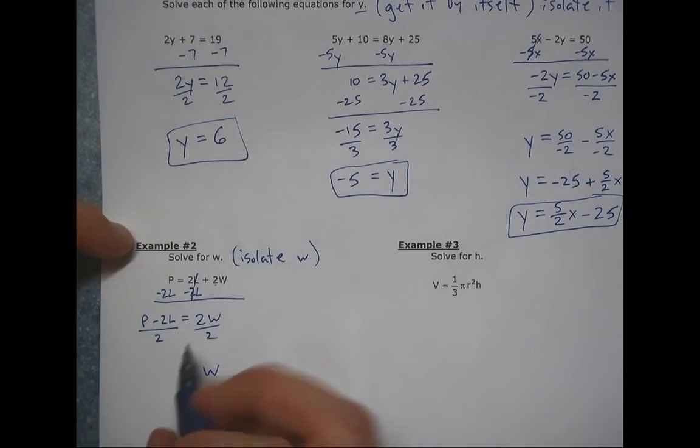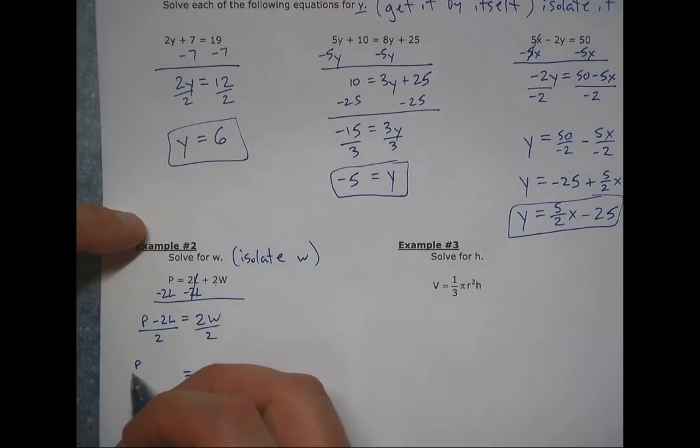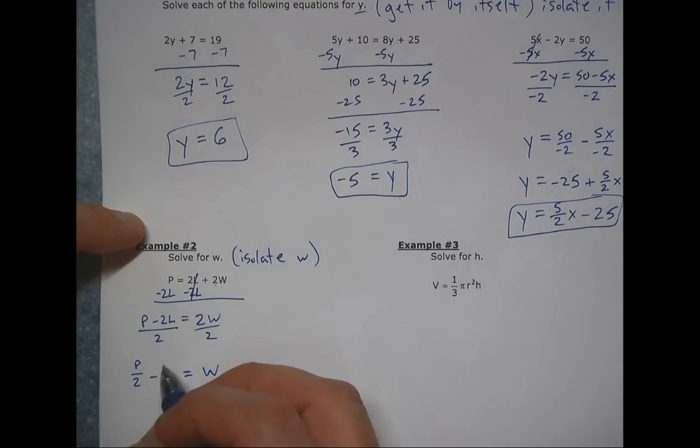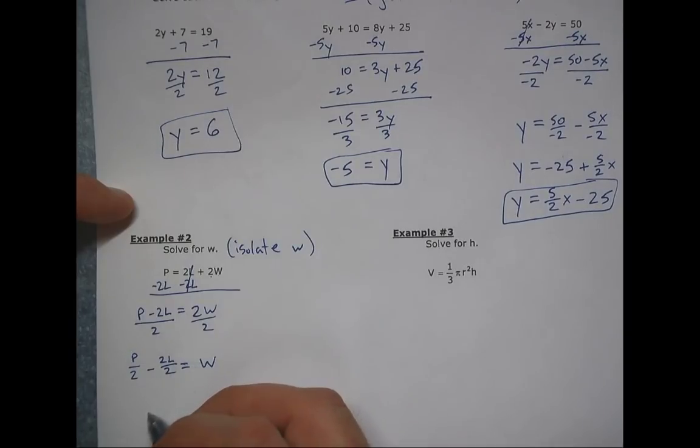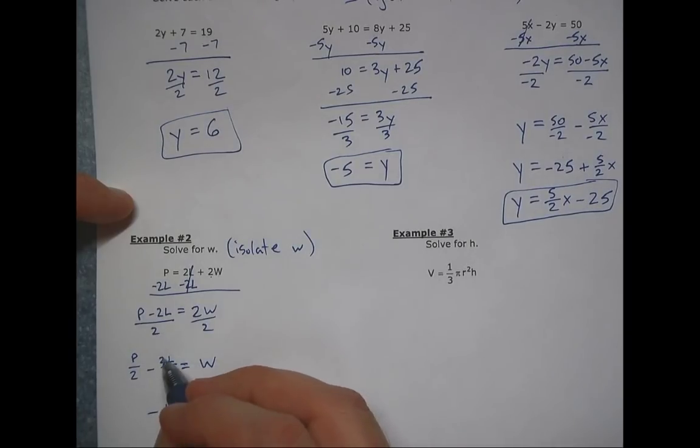You can split this into 2 separate fractions. So p over 2 minus 2L over 2. And you can see why I would do that: these are going to cancel each other. So that's just going to become a minus L. So I'm going to write that right under it. Those 2's cancel, or 2 divided by 2 is just 1L.